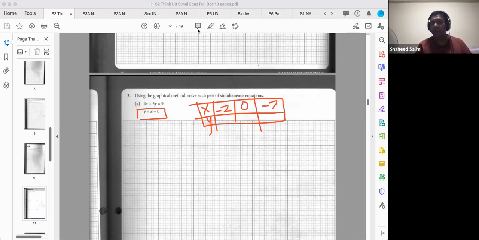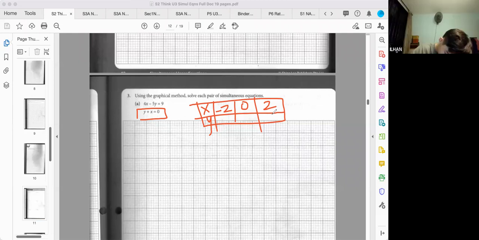If you find that the points are not in a straight line, that means something is wrong with your calculation. You know what I mean? It's not a straight line, that means something is wrong with the values you calculated. Y is equal to 2, right, for the first one. Y is equal to 0.